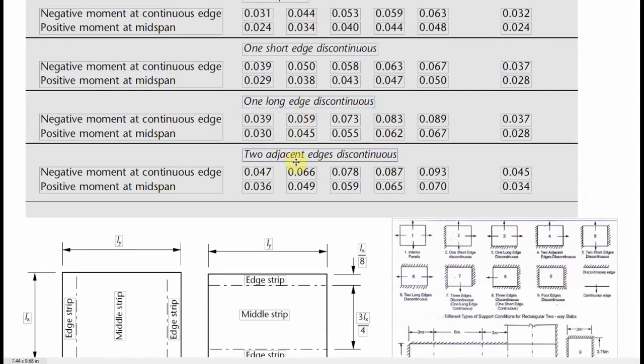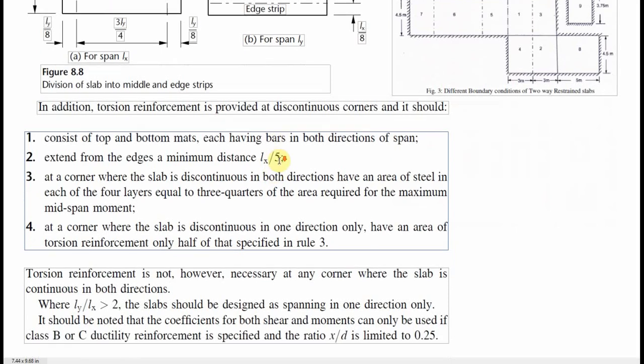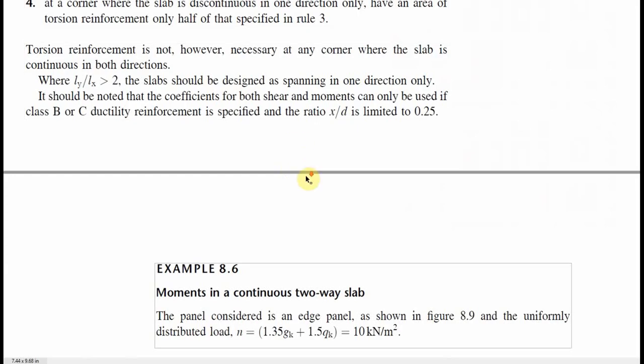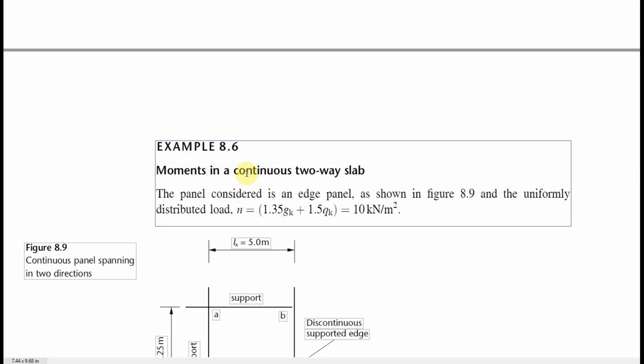But we have the negative moment is always closer to the support, because it's restrained. So I think that one is illustrative enough. Let us look at this example.